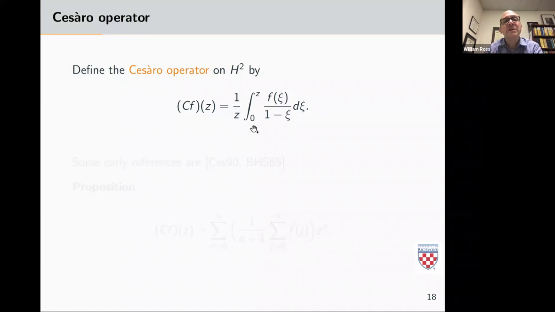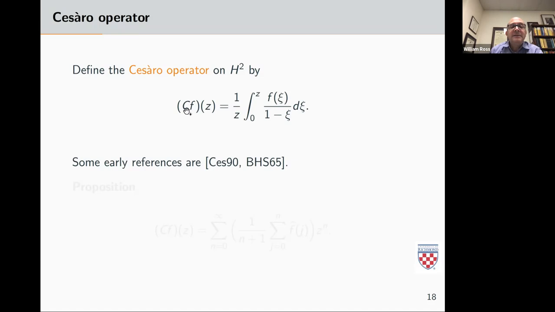This is not the original version of the Cesàro operator, but I'm going to be using several different ways of talking about it. I'll mention some early papers on this. Ernesto Cesàro in 1890 used what are known as the Cesàro averages in his summability theory. And a lot of what I'm going to be talking about with regard to basic properties of the Cesàro operator comes from a 1965 paper by Brown, Halmos, and Shields.